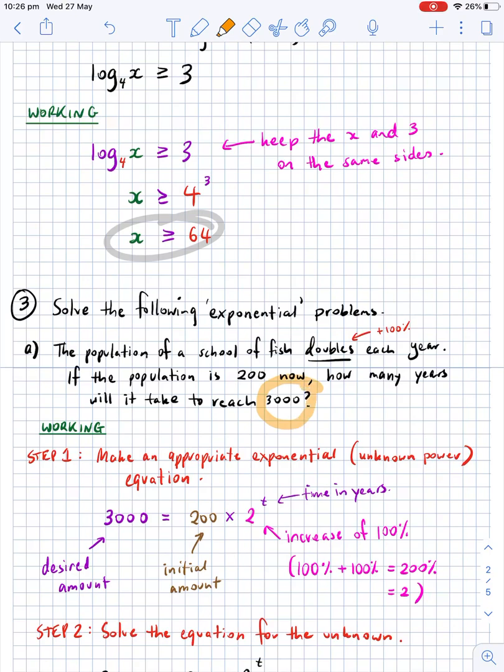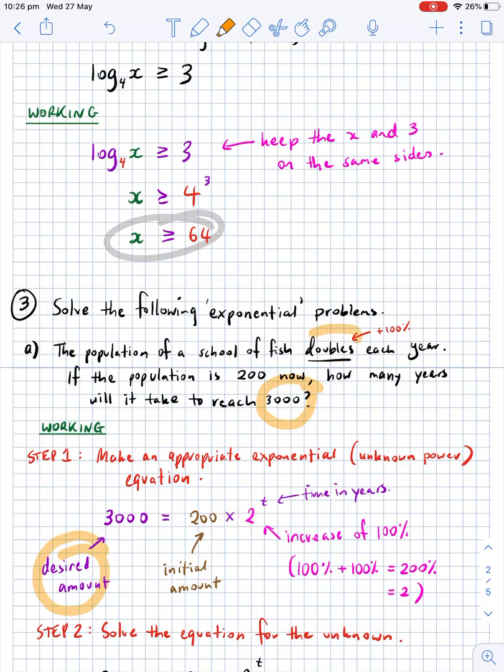So the idea firstly is to make this desired equation. Firstly, we desire a population of 3,000, so that's our desired amount. So we'll start with that. We want that to be equal to, firstly, the initial amount of 200 fish. That's going to be the number that's multiplying at the start. Make sure it's multiplying.